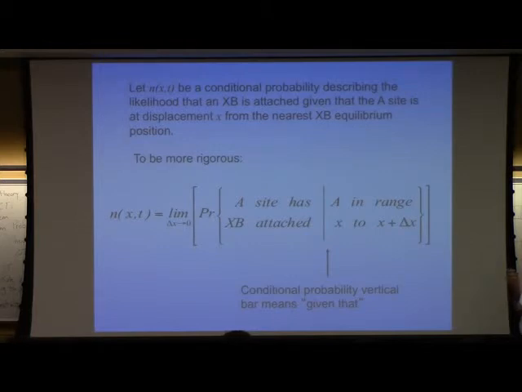So what we're going to do is figure out a conditional probability, which is n of x of t. And that is going to be a conditional probability which says, if you're an A site and there's a myosin in some range away from you, what is the probability that that crossbridge is attached? So if you're an A site between range x to x plus delta x from the nearest myosin, what is the probability that you have an attachment?